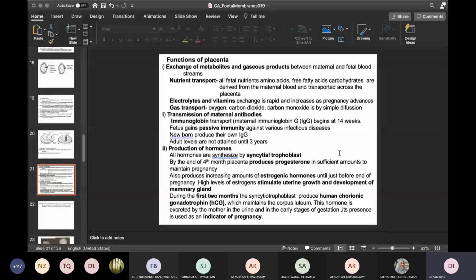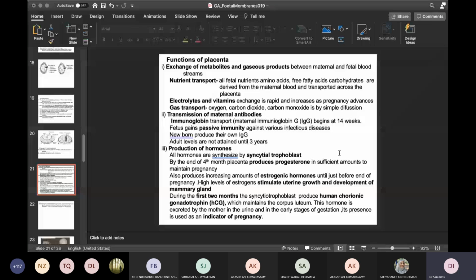Okay, and also not to forget transmission of maternal antibodies, because the fetus cannot produce its own antibodies yet. So you gain passive immunity. Passive immunity is when you are given antibody. If you build your own antibody, you call it active immunity. So the fetus cannot build its own antibody yet. It's not sensitized to anything yet. So it can only receive passive immunity from the transfer of IgG from the mother.